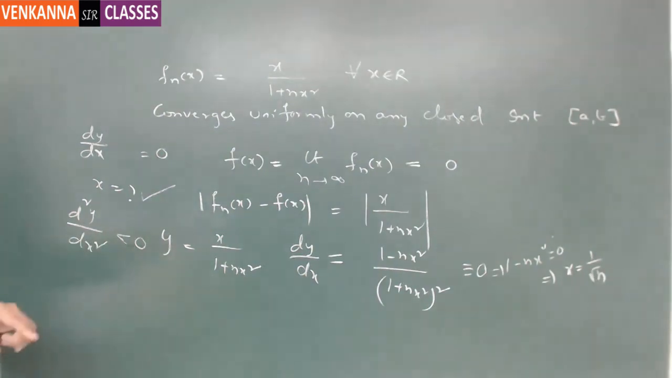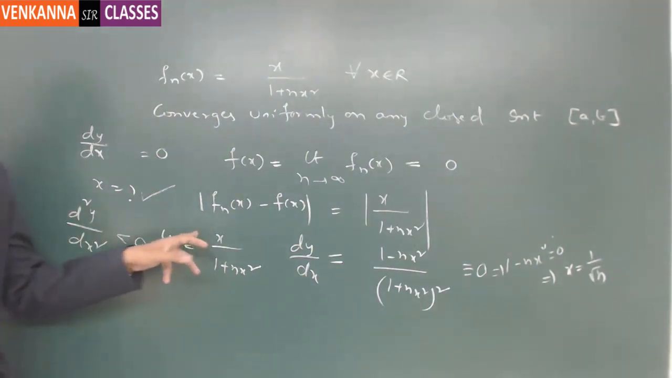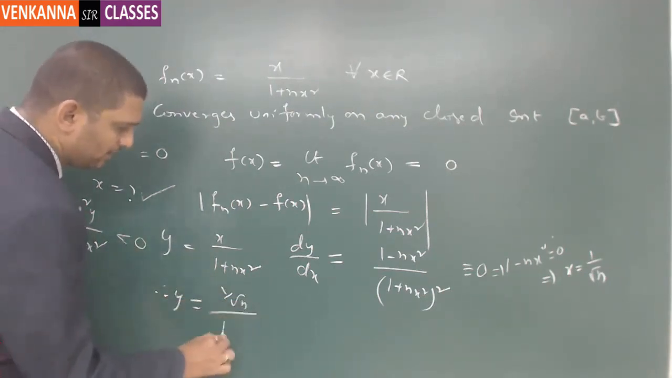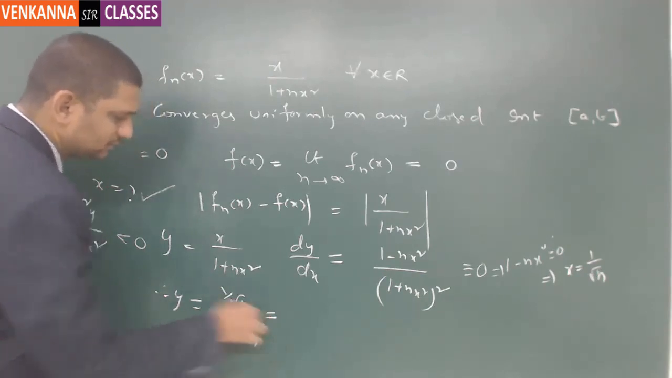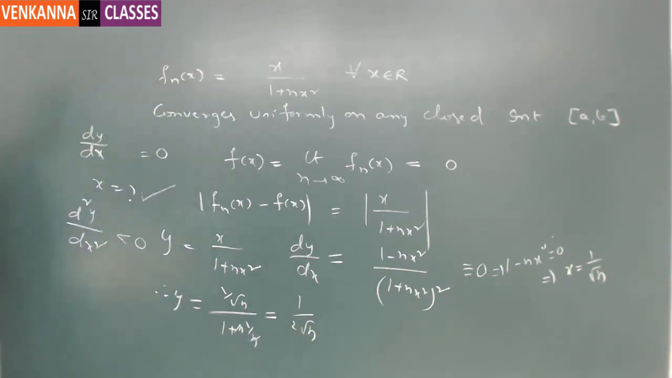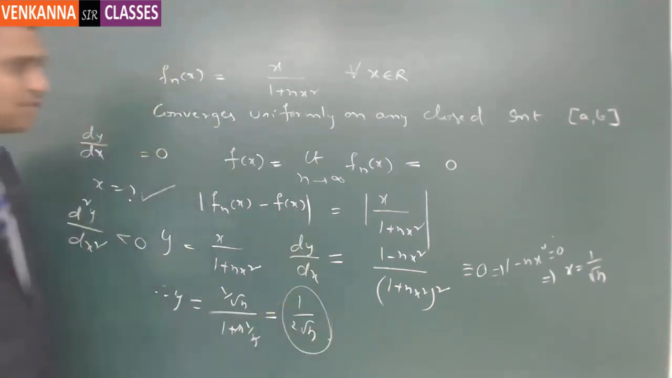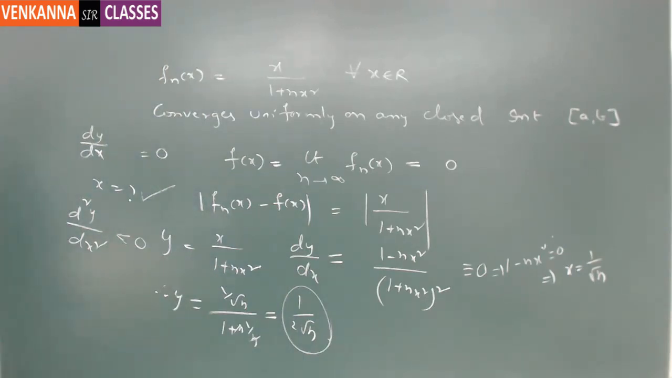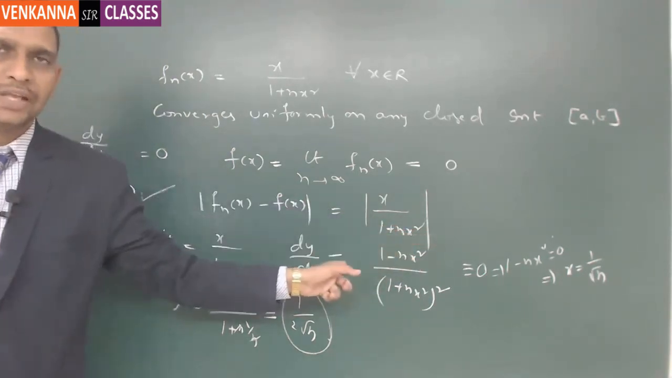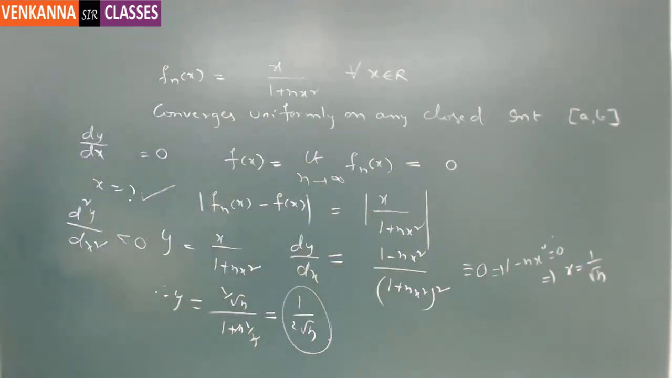Right. So if you substitute x is equal to 1 by root n here, therefore y becomes 1 by root n by 1 plus n into 1 by n, so nothing but 1 by 2 root n. Accepted? Now, whether this 1 by 2 root n is the maximum value of the function or not, you are going to calculate the second derivative d square y by dx square, and if you substitute x is equal to 1 by root n there, it must be less than 0. Now let us do that.